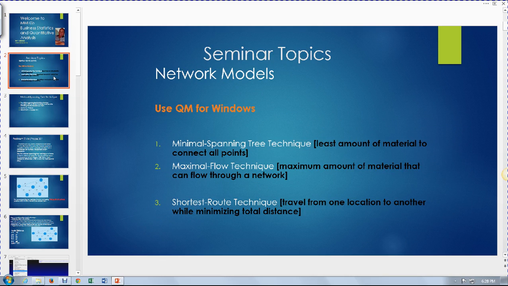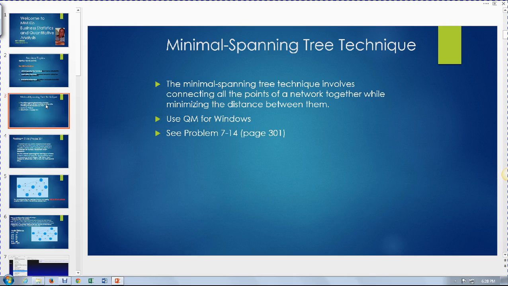So what we have here is unit number 7. We're going to be talking about network models. We're going to use QM for Windows, although I'm going to show you how to do a couple of these manually. You don't have to. One is called minimal spanning tree, the other is maximal flow, and the third one is called shortest route. Now, for minimal spanning tree, what we want to do is connect all the points in a network together, but we want to minimize the distance between them. You can follow along problem 714 on page 301 if you'd like.